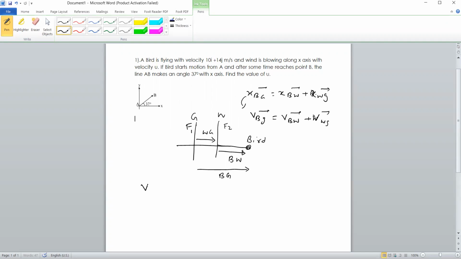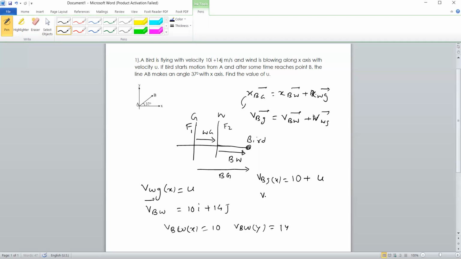Now, velocity of wind with respect to ground is only in the x direction, that is u. Velocity of bird with respect to wind is given as 10i plus 14j. So which means the velocity of bird with respect to wind in x direction is 10, and in y direction is 14. Okay, so we just have to put in the values. So VBG x is nothing but 10 plus u, and VBG y is nothing but 14 plus 0. We are just individually adding, replacing the value of x component and y component.